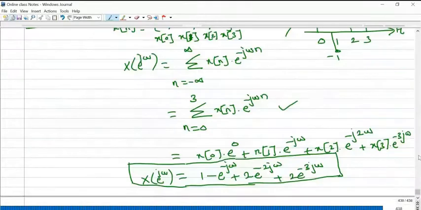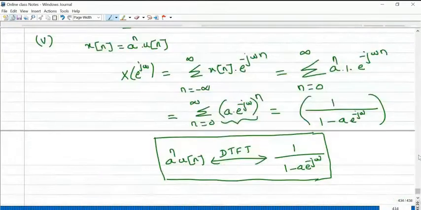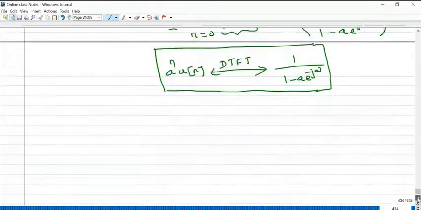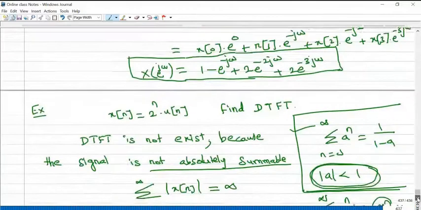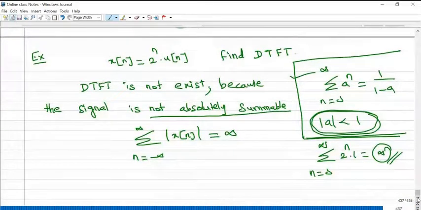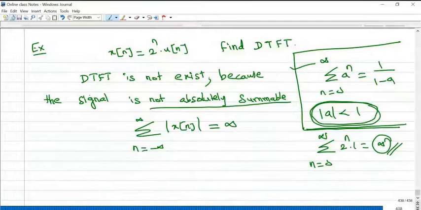Don't apply the a power n formula blindly, because we have derived for a power n u of n, result is 1 divided by 1 minus a e power minus j omega. So you may write 1 divided by 1 minus 2 e power minus j omega. That is wrong, because a value is greater than 1. But Z transform you can solve it by writing some region of convergence concept that we will discuss later. That's why we go for Z transform. The limitation of DTFT, we cannot apply DTFT to such kind of signals. But the same signals or systems can be analyzed with the help of Z transform.